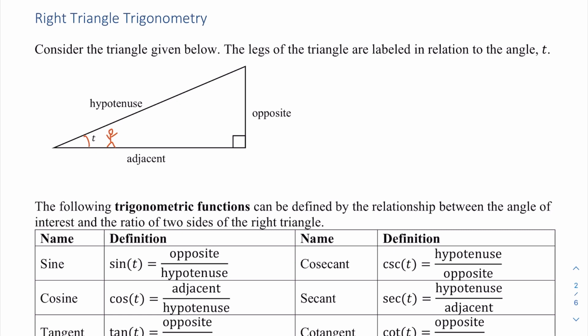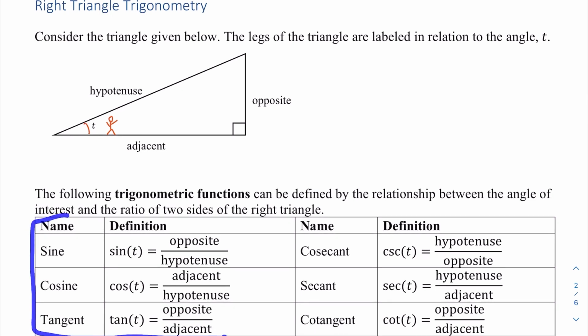We're going to start with the sine, cosine, and tangent functions over here, because those are the big three. So the following trigonometric functions can be defined by the relationship between the angle of interest, some angle that we care about, and the ratio of the two sides of the right triangle. The angle of interest is going to be the input, and the ratio of the two sides, that value will be the output. So the input is an angle and the output is the value of a ratio.